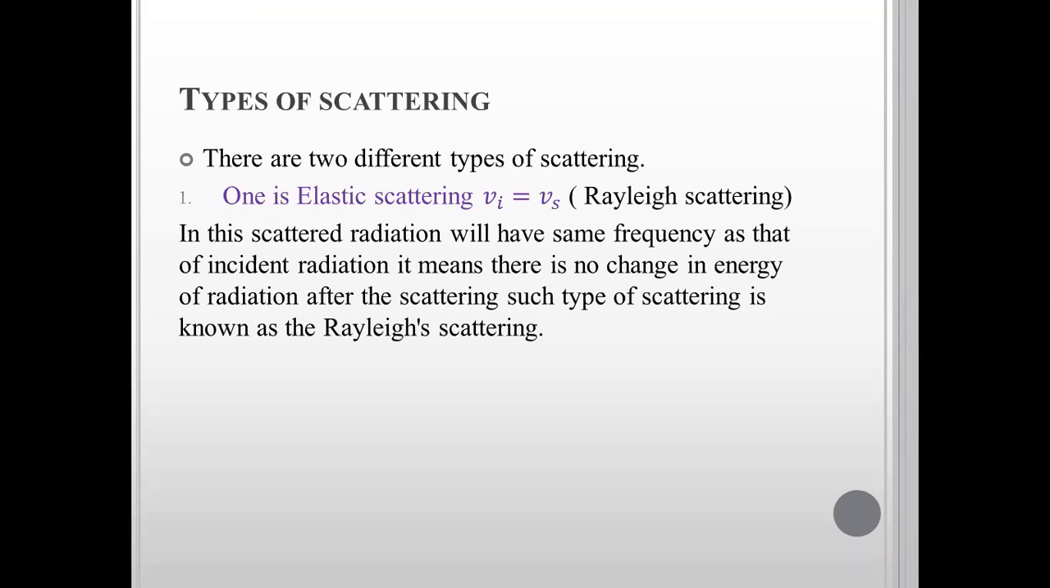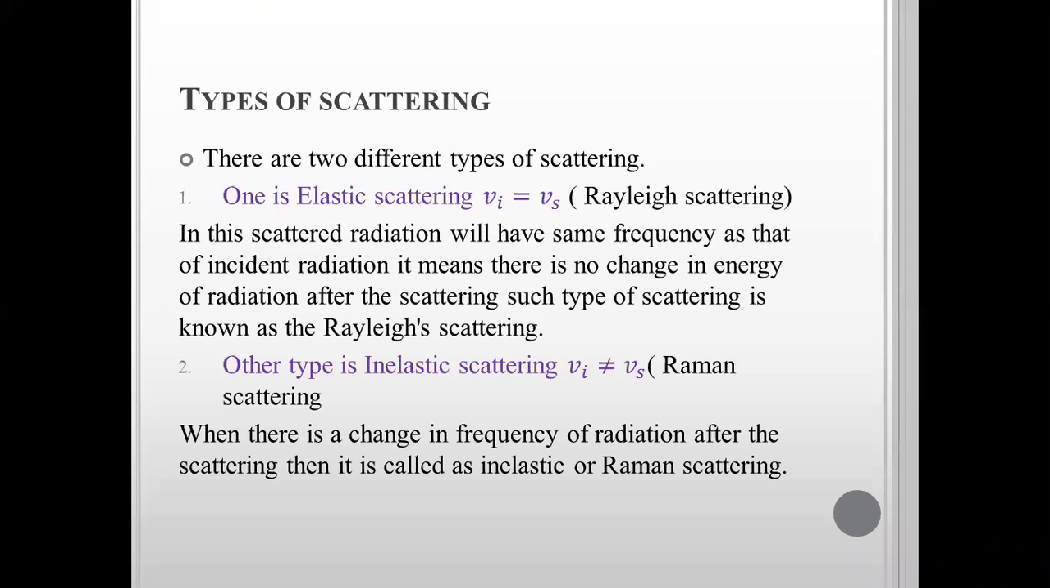The other or second type is inelastic scattering, which is also called Raman scattering. When there is a change in frequency of radiation after the scattering, then it is called inelastic scattering, and it is also known as Raman scattering. Only 1% of the scattered radiation is scattered by inelastic scattering. It means its frequency is changed after scattering. It may be decreased or increased.